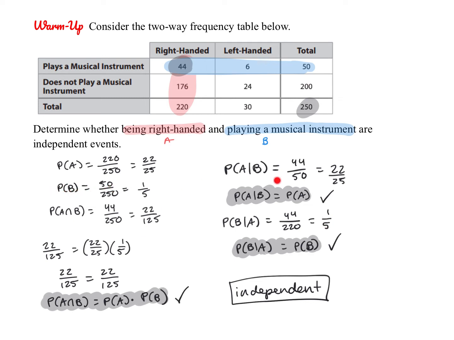So I actually showed that it's independent in 3 different ways. So whichever way you did it is fine, but it's good to have multiple ways of checking to see if something is independent.